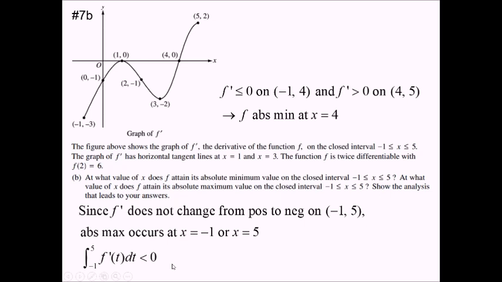So what that tells us is that f of 5 is going to end up being a smaller number than f of -1, which tells us that our absolute max, since it can't occur in between here because there's no local maxes and it's got to occur at an endpoint, is going to have to be at x equals -1, because you only lost area as you traveled from -1 to 5 with all this negative area under f prime.